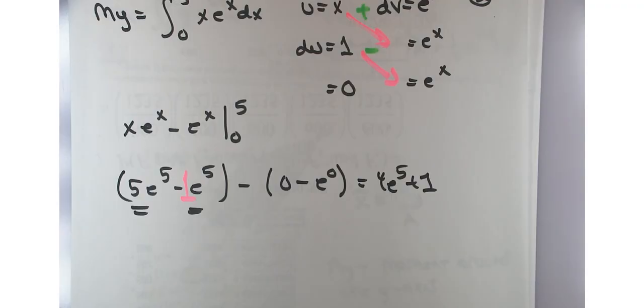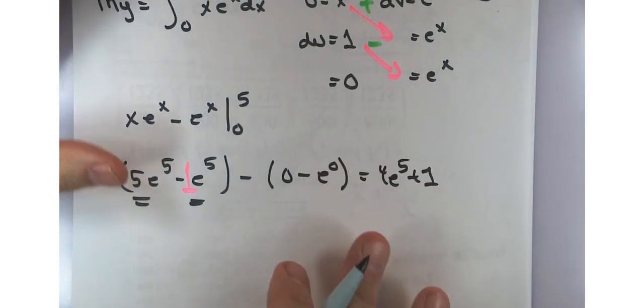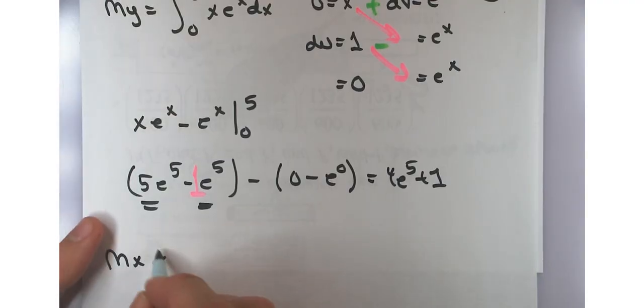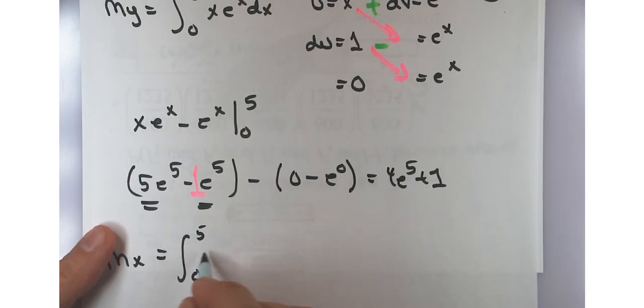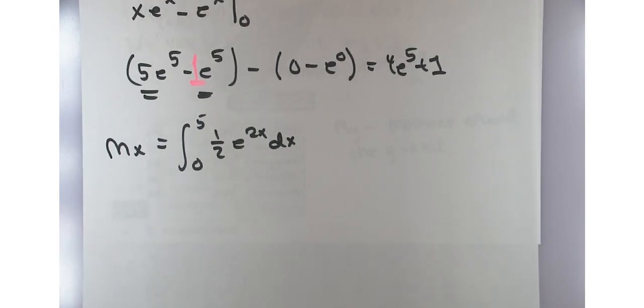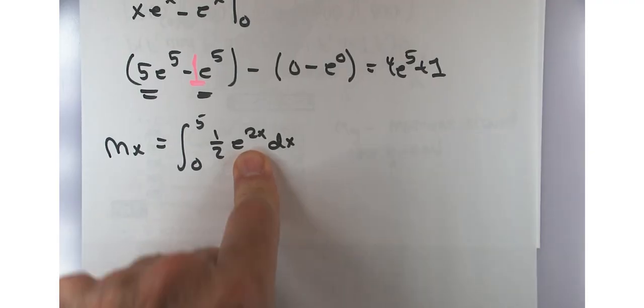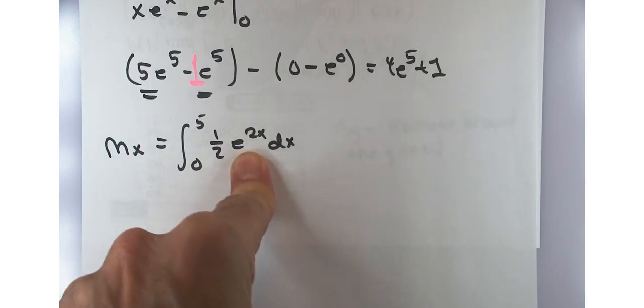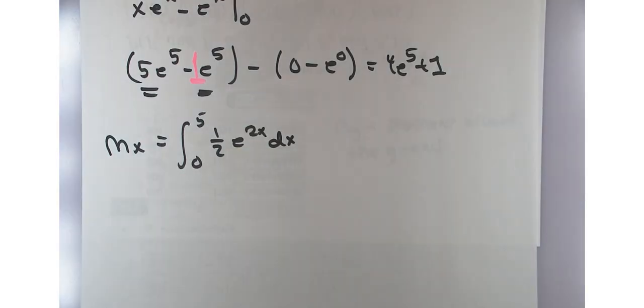Let's try the other one. Are we okay with m sub y here? M sub x should be a little bit more user-friendly. Integral from 0 to 5 of 1/2, which I'll write here, 1/2 e to the 2x dx. Now it's up to you on this one, but because it kind of slows things down a little bit, I would suggest that we not try and fiddle around with a u substitution, at least formally. Let's just try and think it through and do it in our heads a little bit.